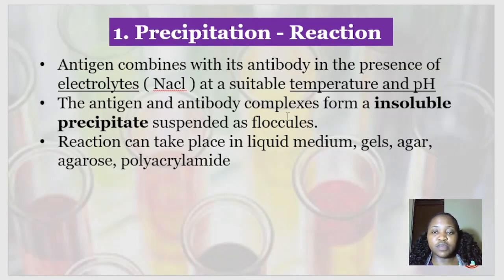One of them is the precipitation reaction. Here, our antigen combines with an antibody in the presence of an electrolyte such as sodium chloride, at a suitable temperature and pH. The antigen and antibody complex forms an insoluble precipitate that we can now see or visualize, suspended in flocules. The reaction can take place in liquid medium. It can also take place in a gel, agar or agarose, or also polyacrylamide.